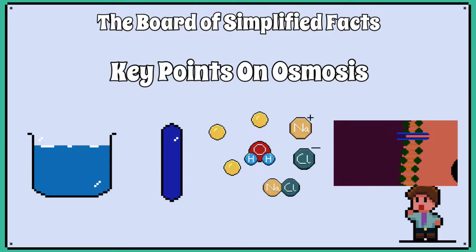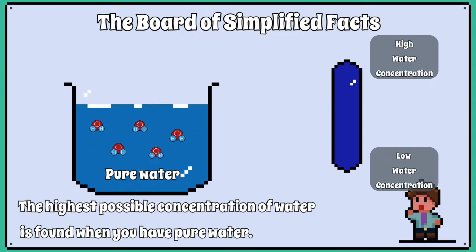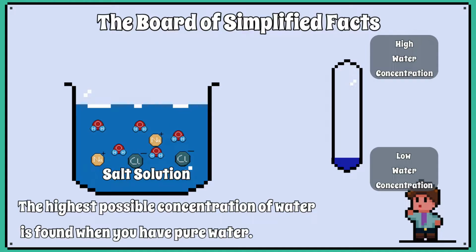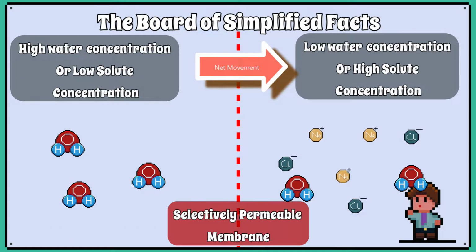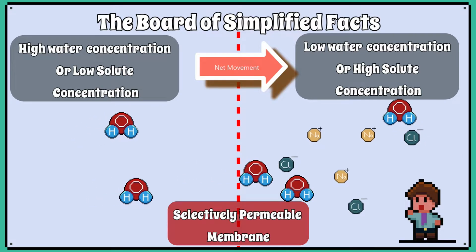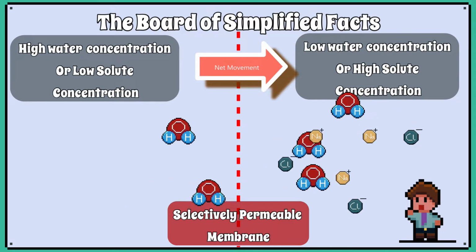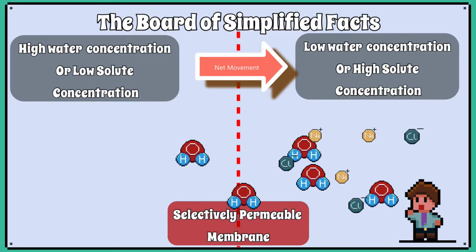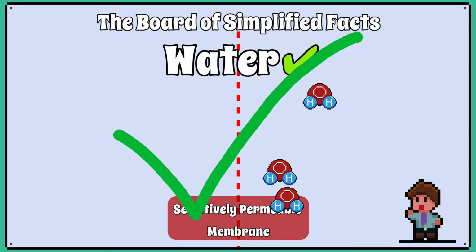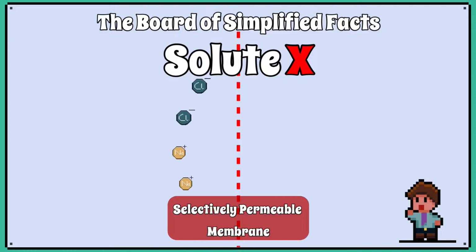Here are some key points you need to understand regarding osmosis. The highest possible concentration of water is found when you have pure water. When solutes are added to water, like salt for example, they lower the water concentration. So a region of pure water, high water concentration and low solute concentration, will diffuse into a region of salty water, so low water concentration and high solute concentration, via selectively permeable membrane. A selectively permeable membrane is a membrane which allows water molecules through, but not the solute that is dissolved in the water.